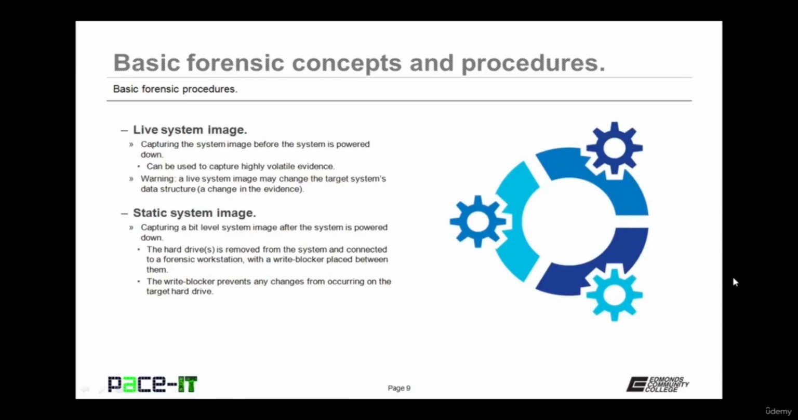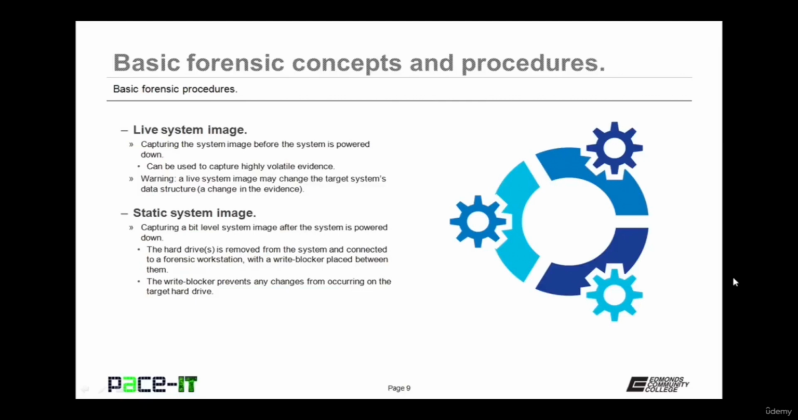So there are 2 different types of system image. You can do a live system image or a static system image. With a live system image, this is capturing the system image before the system is powered down. This can be used to capture highly volatile evidence. There is a warning though, a live system image may change the target system's data structure, which will result in a change in the evidence.